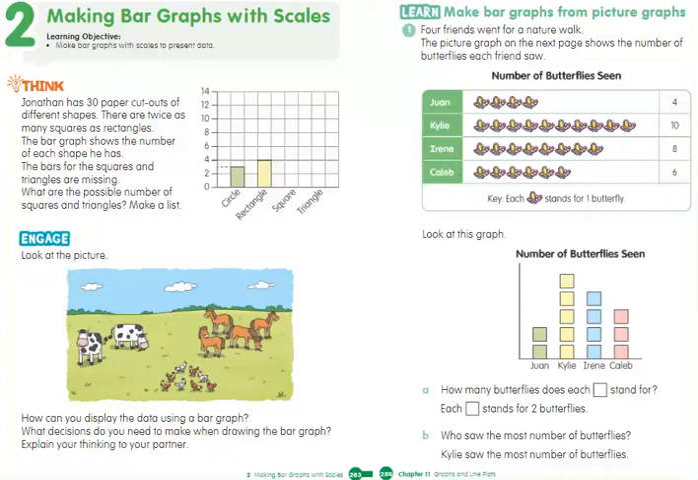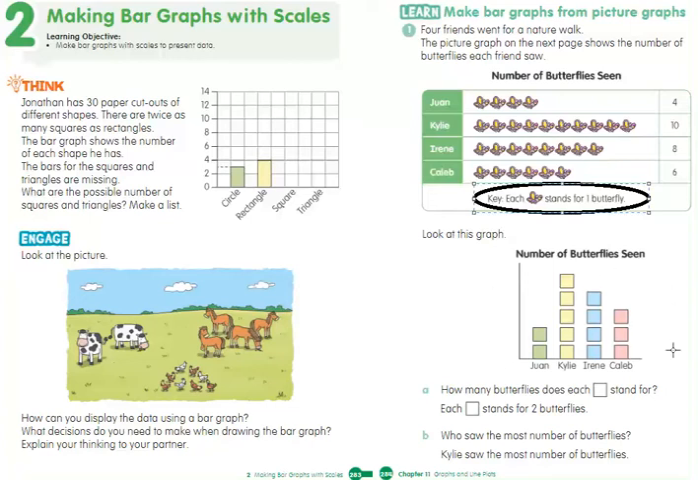And the key is super important. That is our scale in a picture graph, and it's going to tell us what we're counting by. In this case, each butterfly just stands for 1. So Juan saw 4, so he has 4 butterflies. Kylie saw 10 butterflies, then 8 butterflies, and 6 butterflies.